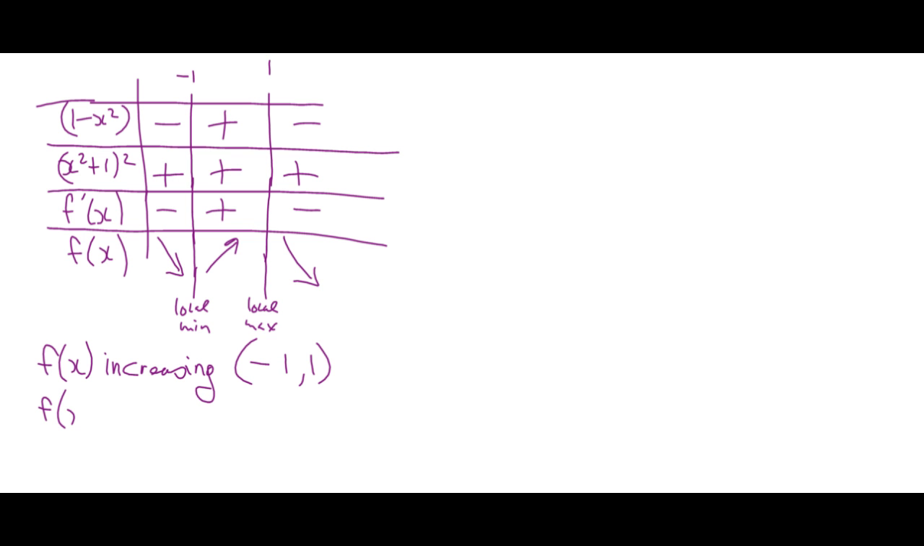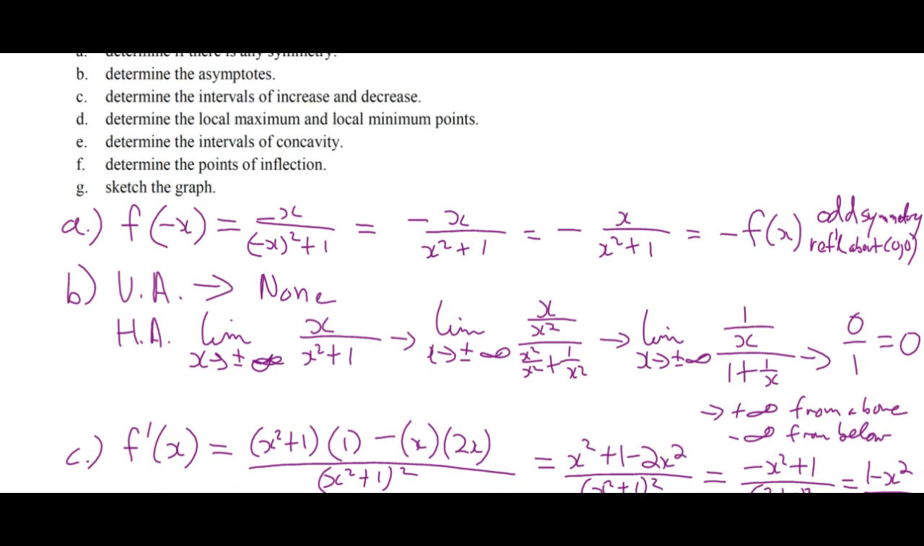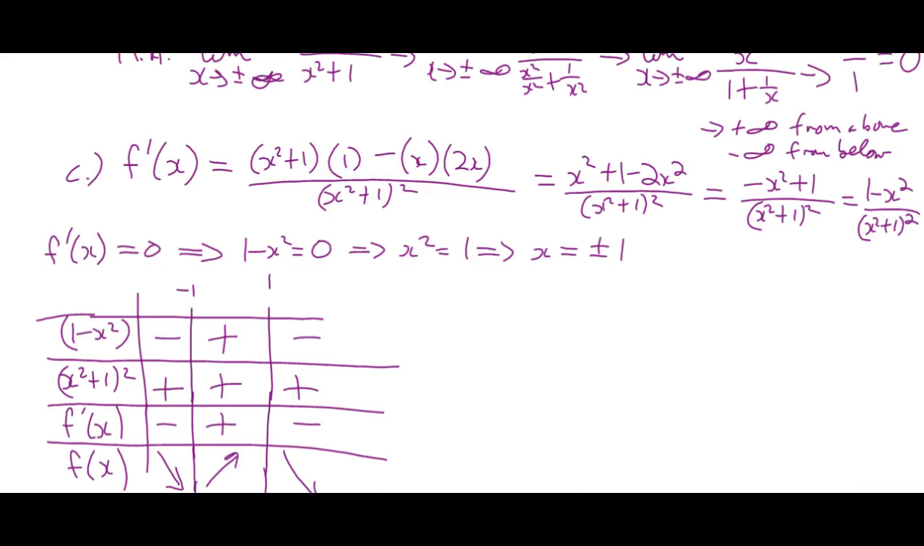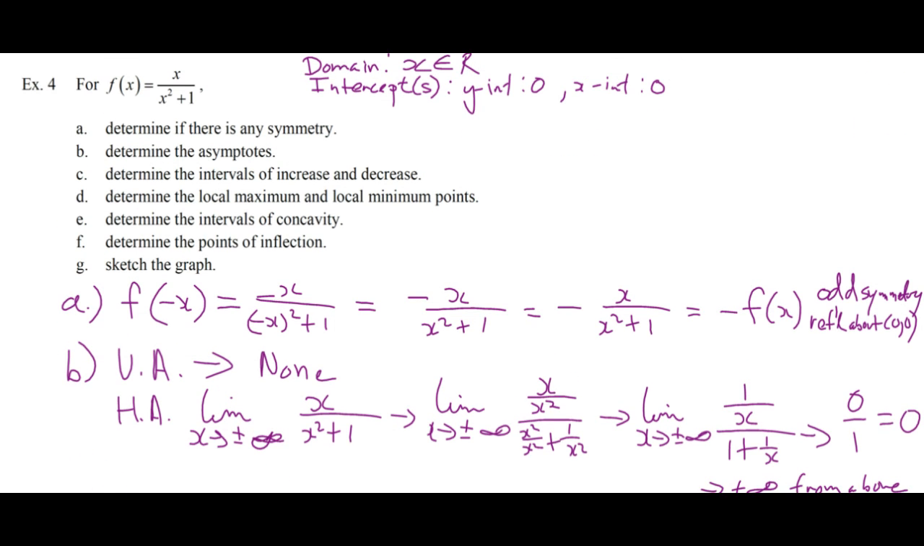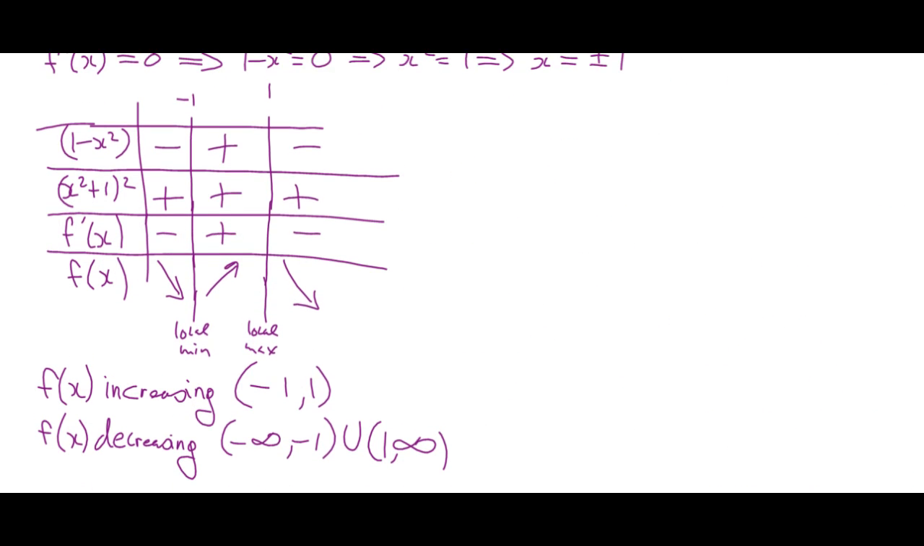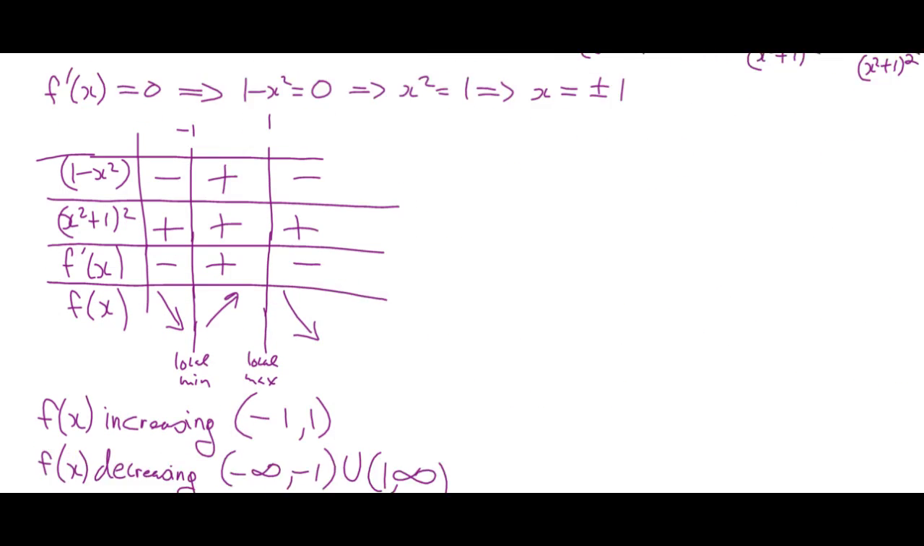And f of x is decreasing from negative infinity to negative 1, and from 1 to infinity, right? So we're just formalizing what's in the table there, we're writing it down. It says determine the intervals of increase and decrease. Okay, there's the intervals of increase and decrease, followed by determine the local max and local min points. Okay, so that's D, right?